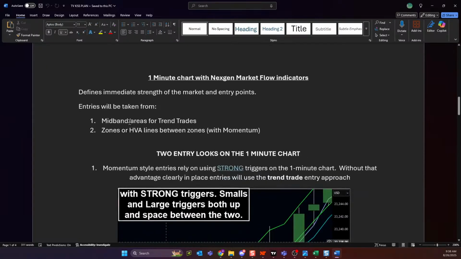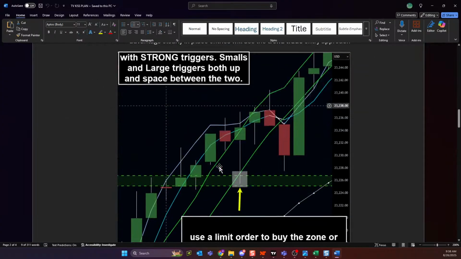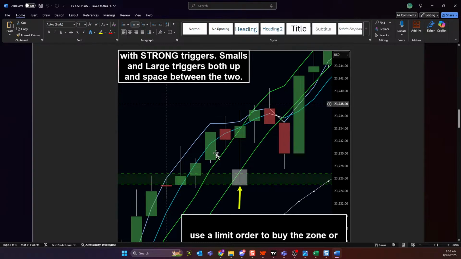Entries are taken at mid-bands and areas for trend trades, pullbacks to areas, not using a limit order, using a close on the correct side. And then there's also what we call a momentum trade. A momentum trade relies on those strong triggers, guys, and you're going to see these every now and then. Price has to break away from that area and then pull back to it. And as long as you have strong triggers, when the large chart is on the strong side, when there's nothing in the way, you can use a limit order to buy this area to enter that market. You can put your stop just below it. This is a momentum style trade.